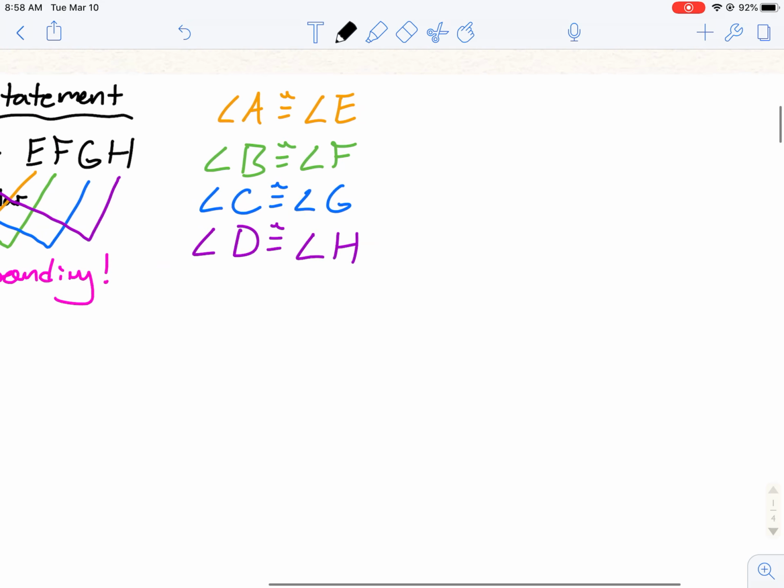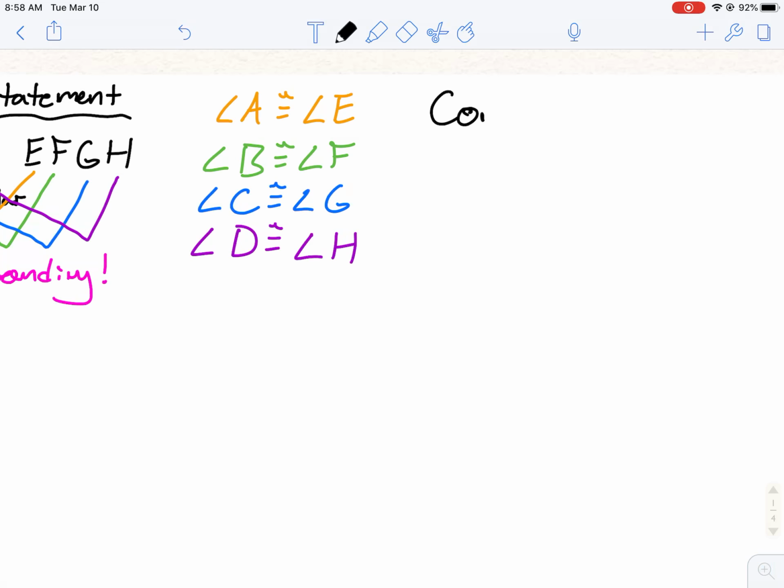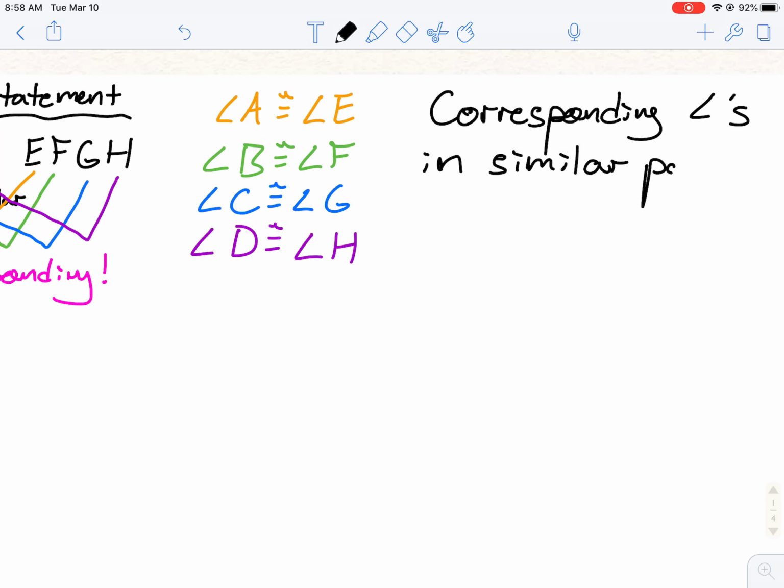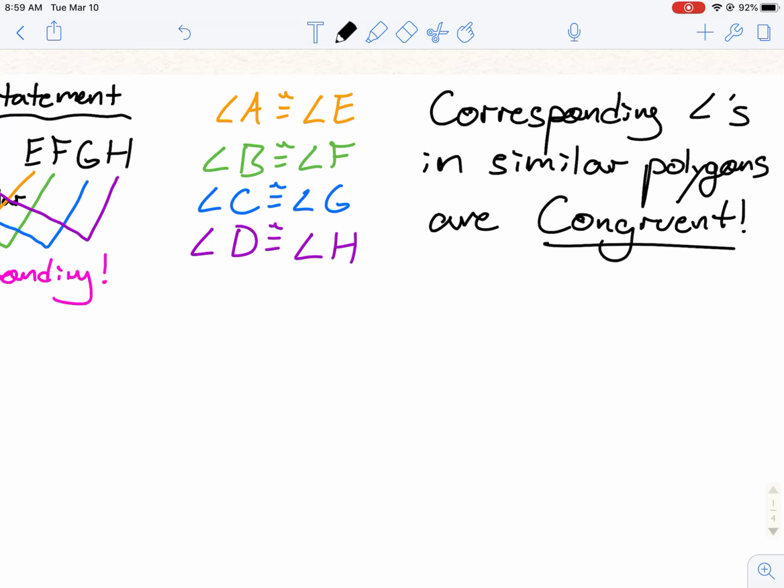Now, again, the important thing to know is that corresponding angles in similar polygons are congruent. I'm going to write this out. Corresponding angles in similar polygons are congruent. So that's talking about the first part of our notes where I said that corresponding angles are congruent.